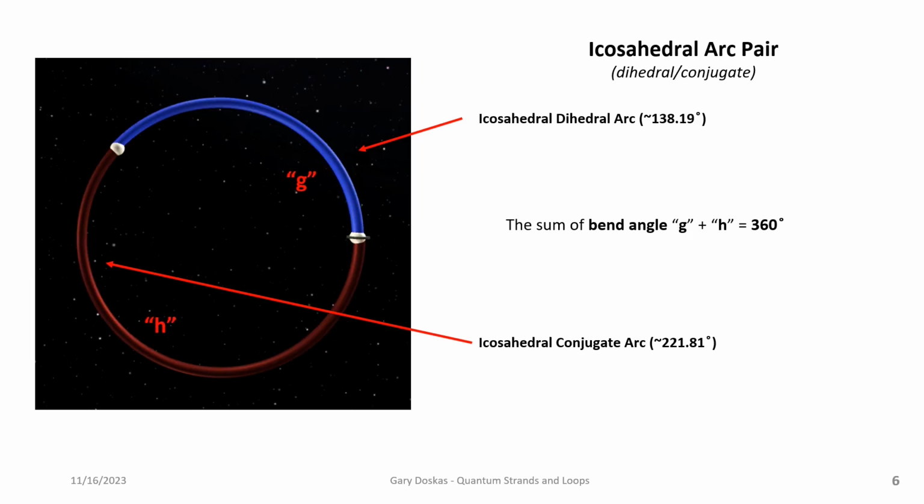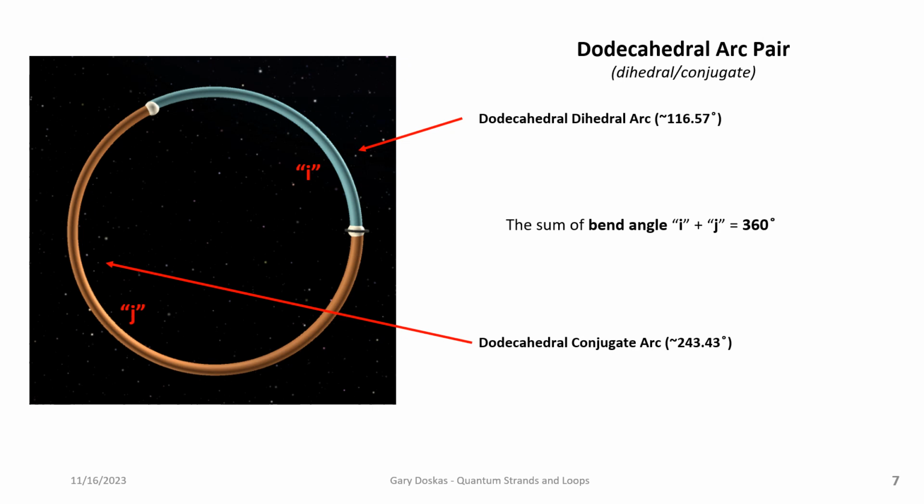This is the icosahedral arc pair that uses the dihedral angle of an icosahedron and its conjugate angle, and the sum of bend angles G plus H is equal to 360 degrees. This is the dodecahedral arc pair that uses the dihedral angle of a dodecahedron and its conjugate angle, and the sum of bend angles I plus J is equal to 360 degrees.